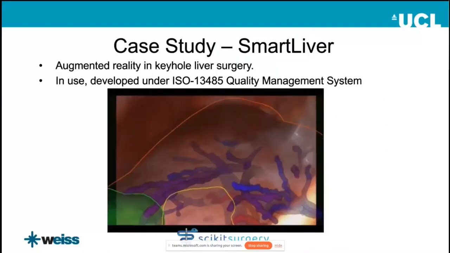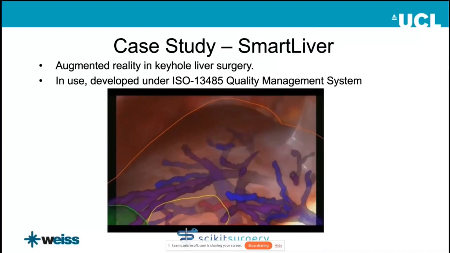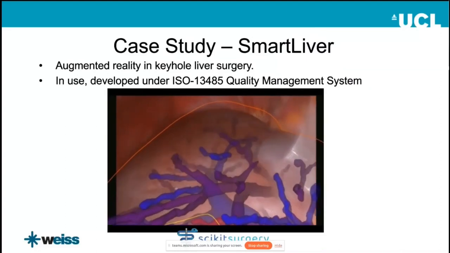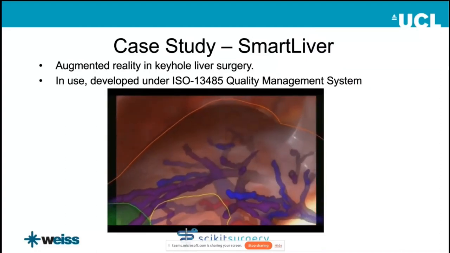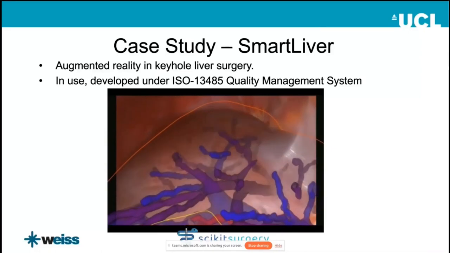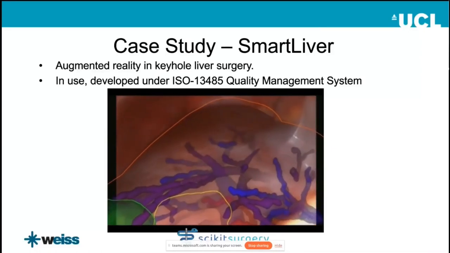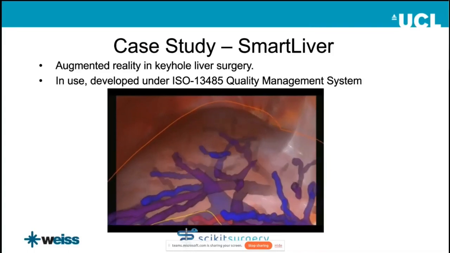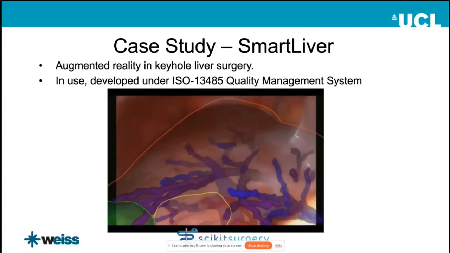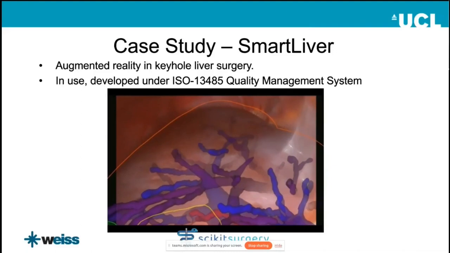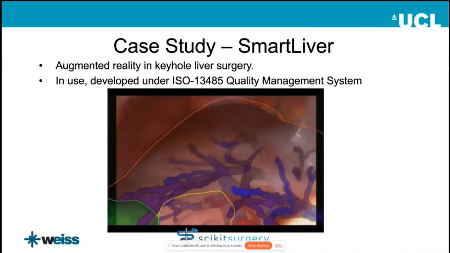So, things you can do with SciKit-Surgery: we have the Smart Liver application, which does augmented reality for keyhole liver surgery. And that's going through first in human trials under an ISO 13485 quality management system. The use of the modular software and the fact that we've stuck to good software engineering practice means we can create a product that can be used under some sort of quality control, and it does everything you need from an image guided surgery package. So that's our big heavyweight use case.